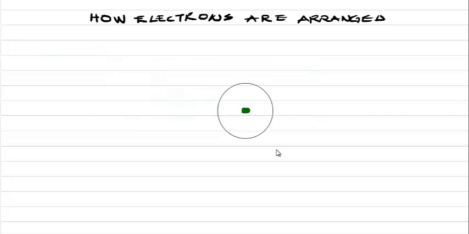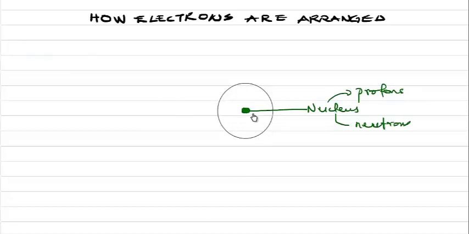Here we have a model of an atom. There's a nucleus at the center, and remember, the nucleus contains protons and neutrons. And then we have the shells around the nucleus where the electrons are located. These shells are known as energy levels according to their closeness to the nucleus. The closest shell to the nucleus has the lowest energy level, and it can take up to 2 electrons. So this shell can take 1 and 2 electrons.